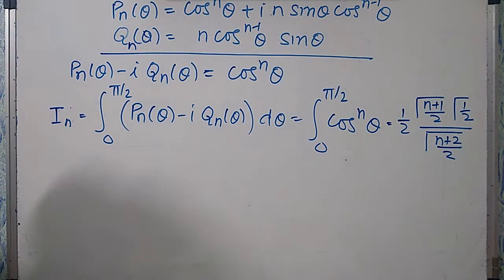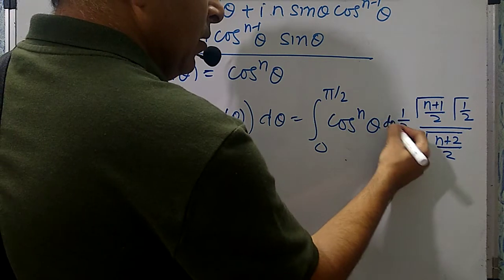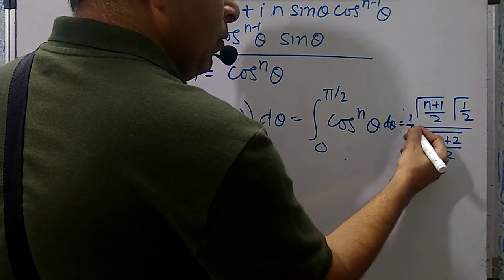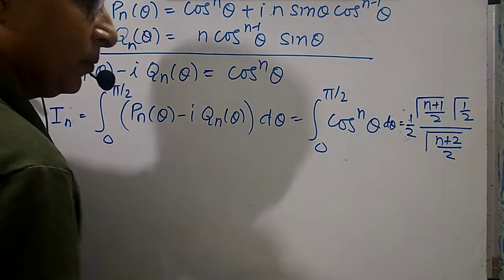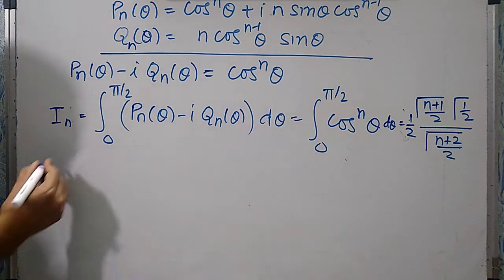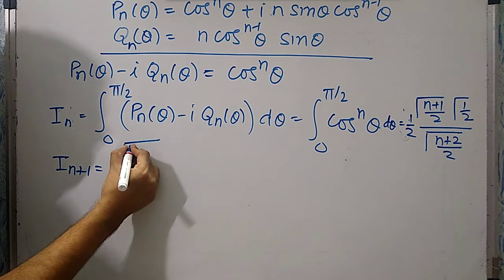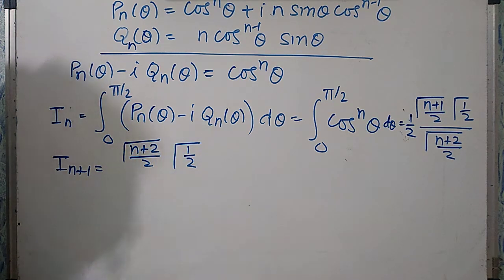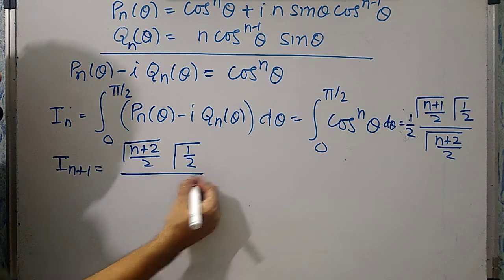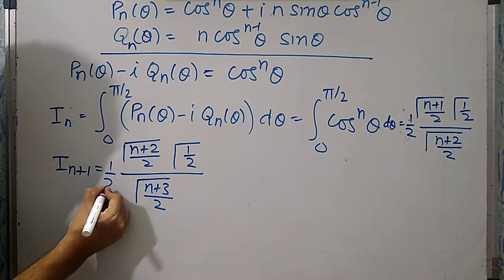Are you getting this concept? So are you remembering this formula? The integral from 0 to pi upon 2 of cos to the power n theta d theta is equal to 1 by 2 times, so we can use the beta function, and this is gamma. And now we get In plus 1. So we get In plus 1 equal to gamma of n plus 2 upon 2, and this is half, and gamma of n plus 3 upon 2 into 1 by 2.